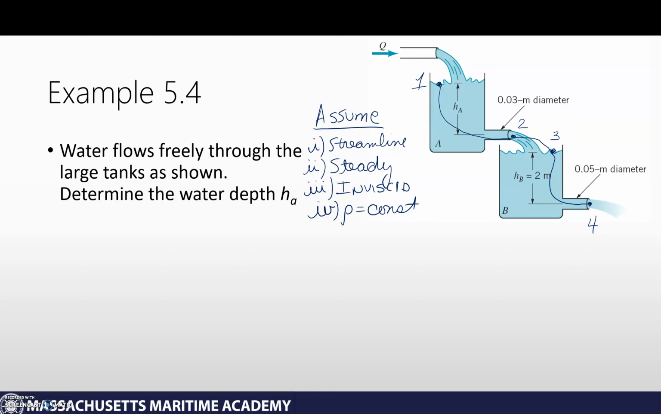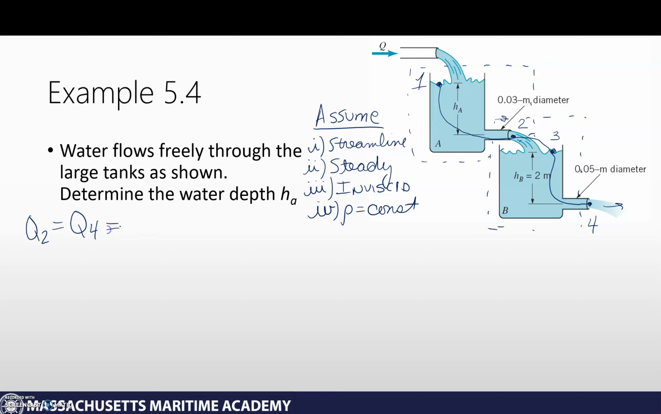Okay, so where do we start? Well, I have some flow rate coming through, which is Q. So if I drew a control volume around this tank, well, Q coming in has to equal Q coming out at 2. So now if I draw a control volume, the second one, around this tank, so what's coming in at 2 has to be coming out at 4. So conservation of mass tells me the volumetric flow rate at point 2 has to equal the volumetric flow rate at point 4.